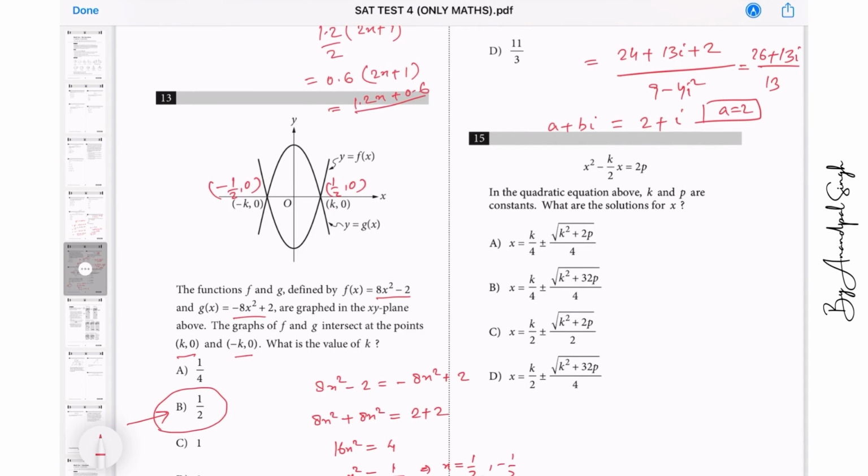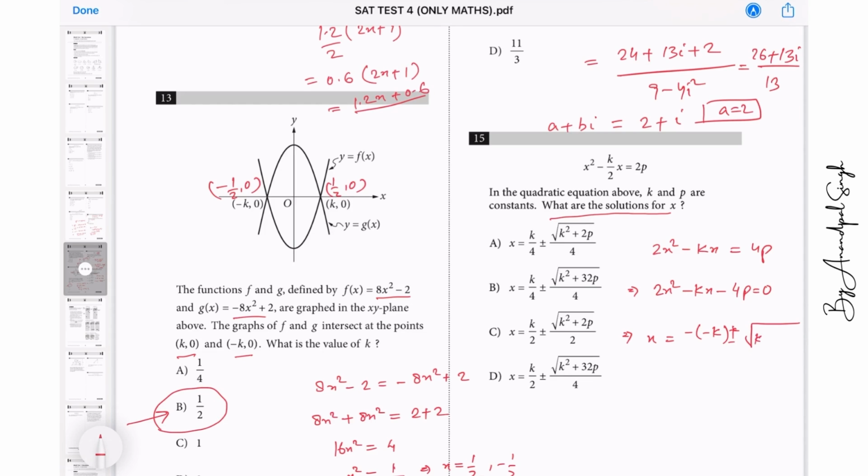In the quadratic equation above, k and p are constants. What are the solutions of x? k and p are constants. So here what we do, we simply multiply both sides of the equation by 2. We get 2x square minus kx equals 4p. Then it implies 2x square minus kx minus 4p equals 0. It implies x is equal to minus b plus or minus root b square minus 4ac, so it becomes minus of minus k plus or minus root b square minus 4ac.